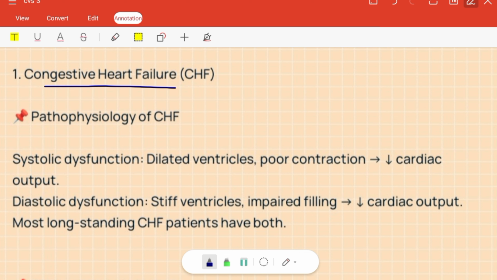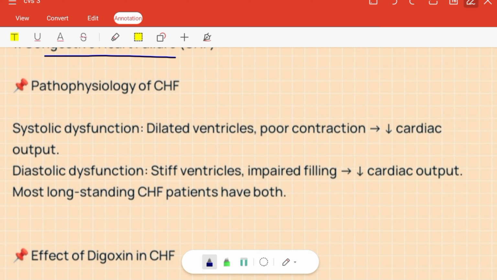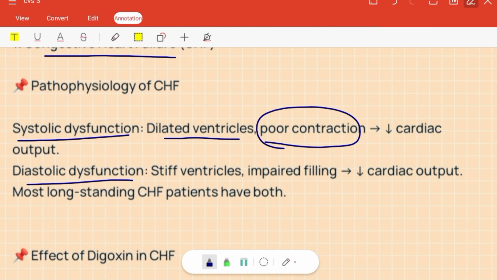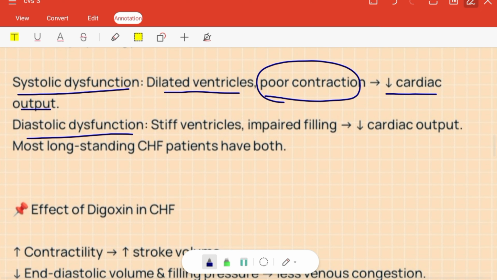So congestive heart failure. The pathophysiology is that it has either systolic dysfunction or diastolic dysfunction. In systolic dysfunction, there is a dilated ventricle, so there is poor contraction of the ventricle that leads to decreased cardiac output. In diastolic dysfunction, there are stiff ventricles, so there is impaired filling of the ventricles. Okay, so that also leads to decreased cardiac output. In long standing cases, the patient has both.